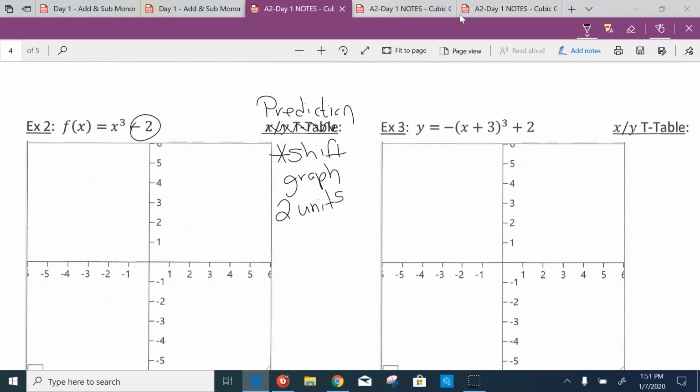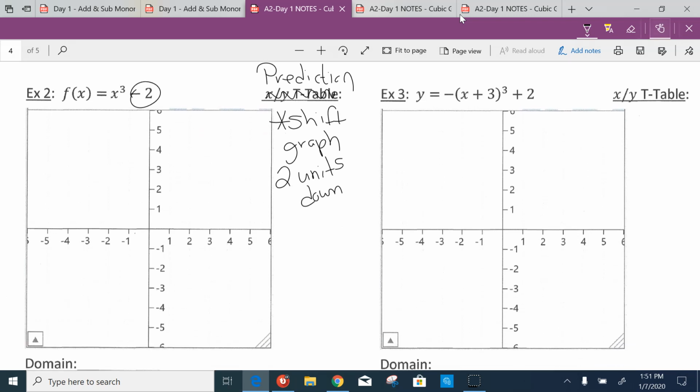2 units down, because it's minus 2. So let me explain what that means. If the parent graph of y or f of x equals x cubed looks pretty much like this, it's going to be coming up, it curves, and then shoots up. That's your parent graph. We suspect that this new graph will shift the graph down by 2 units. That means I don't expect a movement left or right, but the origin should just drop down to right here.